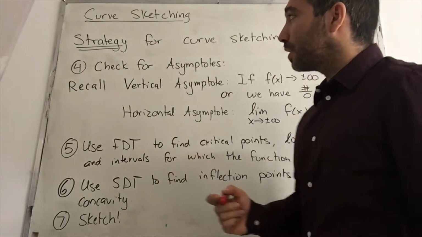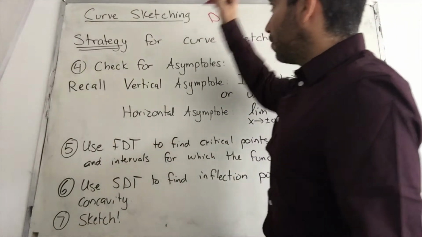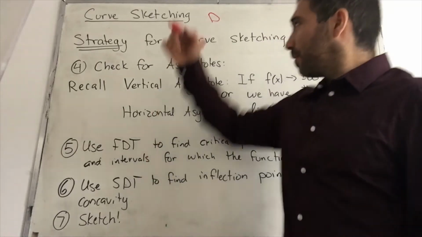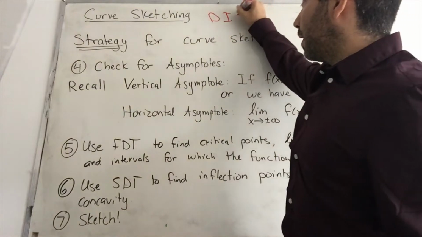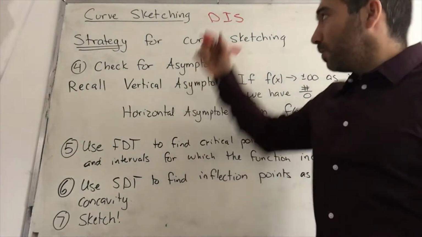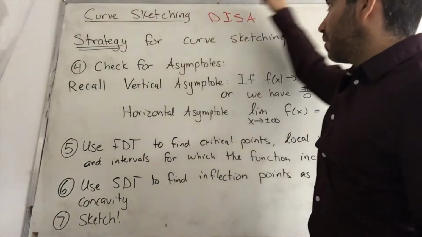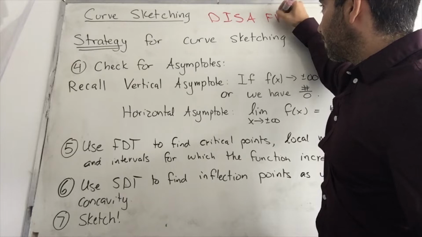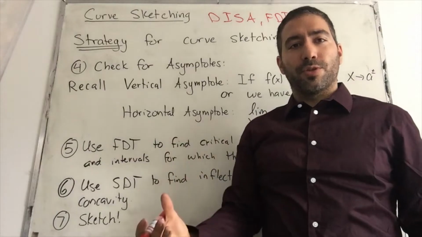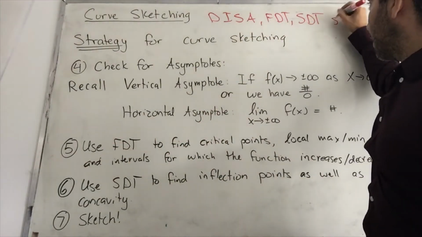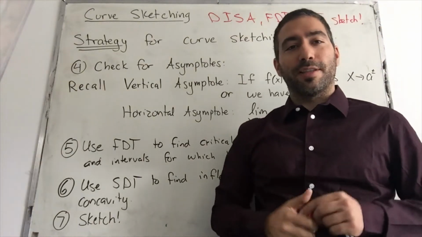So a way to remember this strategy, because there's a lot of steps to it, is to use an abbreviation. A lot of my students wrote this down on their test just to help them remember. Step 1 was the domain, so we look for the domain, D. Step 2 was the intercepts, so DI. Step 3 was the symmetry, so DIS. Step 4, asymptotes, so DISA. And then it's the first derivative test, second derivative test. So for DISA, FDT, second derivative test, SDT. Once you finish with that, we sketch. And sketch. Okay. So let's go ahead and look at an example and apply this strategy.